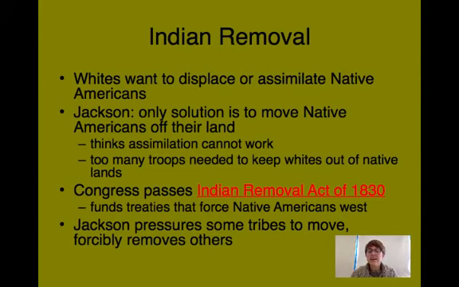So this is what they end up passing, what we call the Indian Removal Act of 1830. And what this act does is it basically funds treaties, these are sort of like treaties made with Native American tribes, to force all of them to move westward. Now, if you remember, the West is not really settled yet by white people. So they basically think, well, the West is free and open for natives to go and settle and live there.